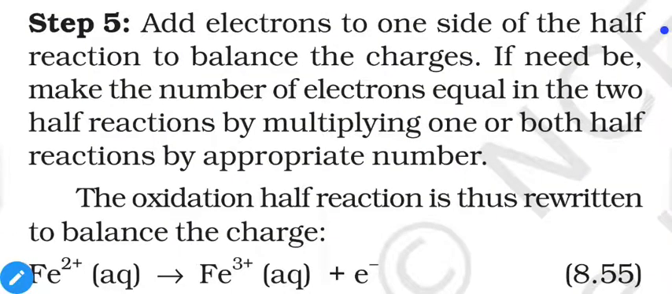In the fifth step, we have to add electrons to balance the charges on both sides. If need be, make the number of electrons equal in the two half reactions by multiplying one or both half reactions by an appropriate number.